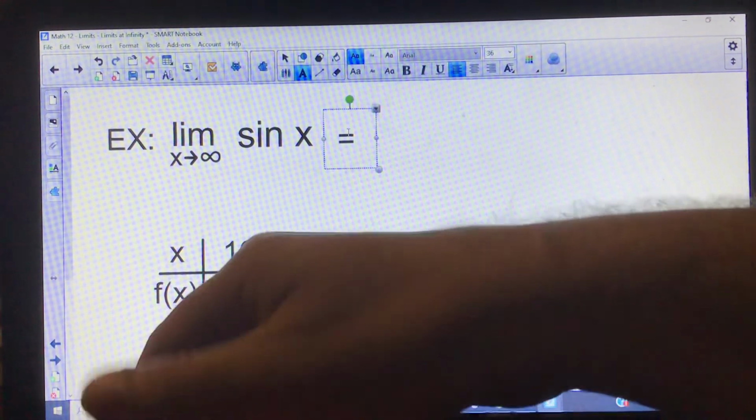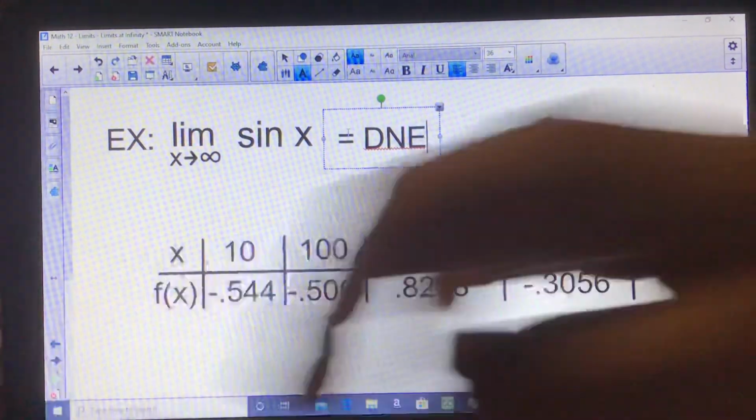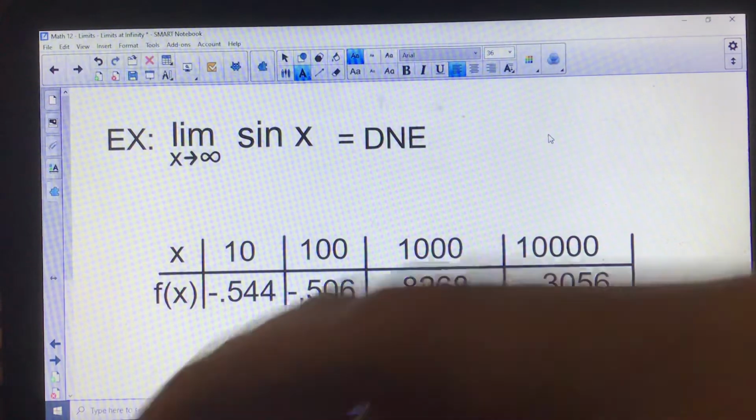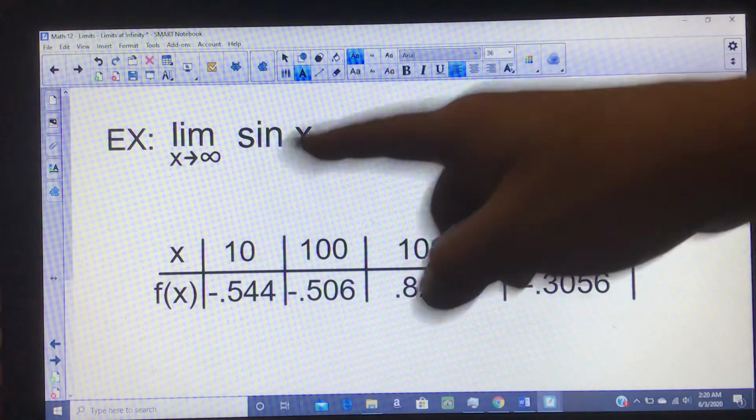So then to finally give the last answer, this is an example of one that does not exist. So we can just say either does not exist, or like I said, the classic thing is to put DNE, right? So what is the limit as x approaches infinity of sine x? It doesn't have one. The y values aren't approaching anything.